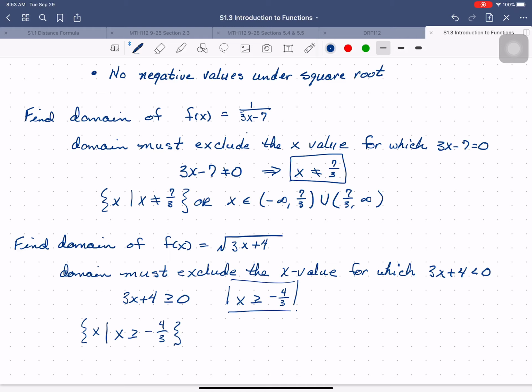To write it in interval notation, you realize this is a single interval that starts at -4/3, with -4/3 allowed because you can take the square root of 0, and goes up to infinity. All right, it's also possible to combine these two requirements. So you could have a function that looks like 1 over the square root of 3x plus 4, and we'll get to that later. Essentially, you just have to exclude the 0 value for the most part.